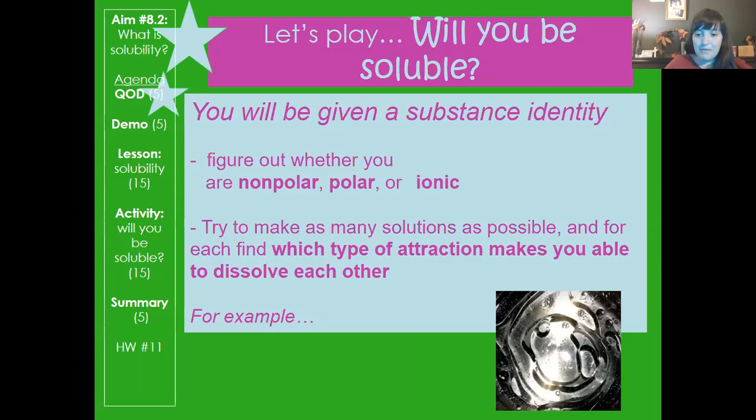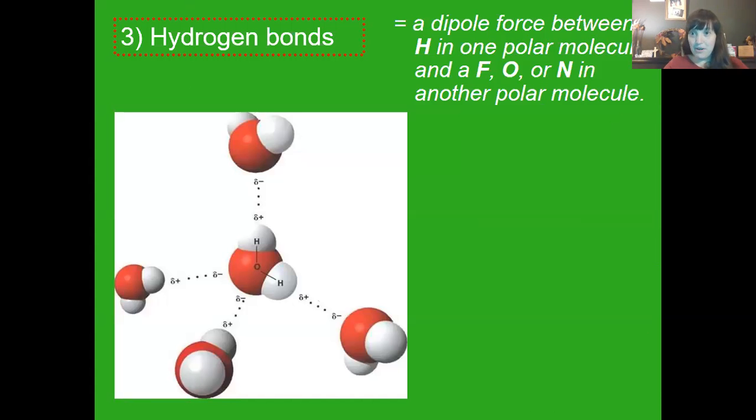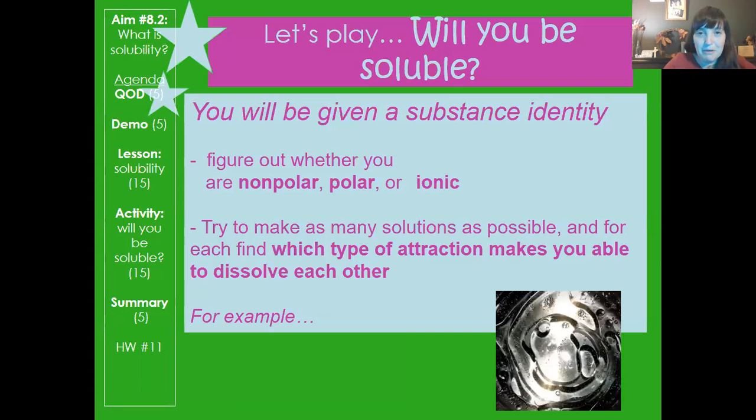All right, so for a solution to happen, you need to have one of these intermolecular forces between the solute and the solvent. Otherwise, it won't really make a solution. So in this activity we were going to do in class, we were going to play Will You Be Soluble? So you'll be given a substance identity. You figure out whether you're nonpolar, polar, or ionic, and then you try to make as many solutions as possible. And for each one, find out which type of attraction it is that makes you able to dissolve each other.